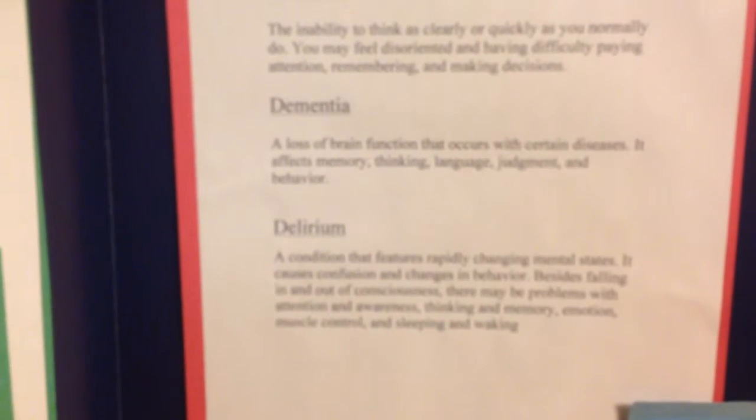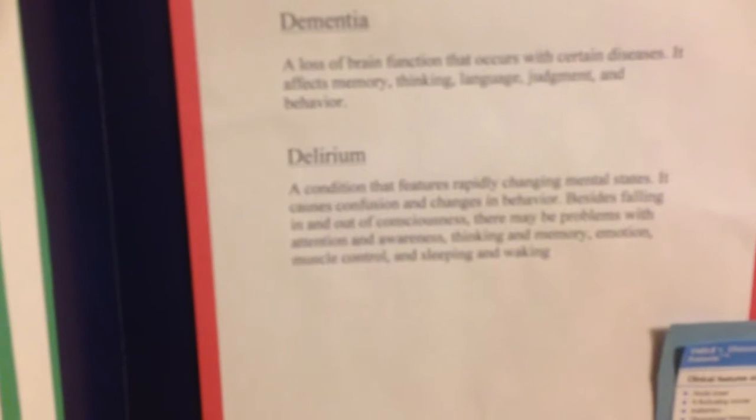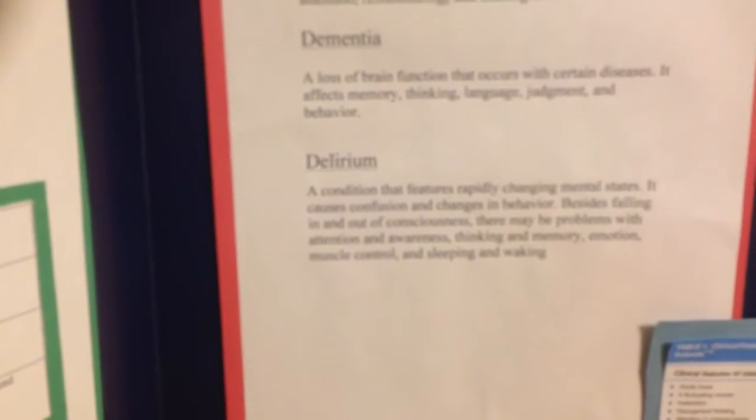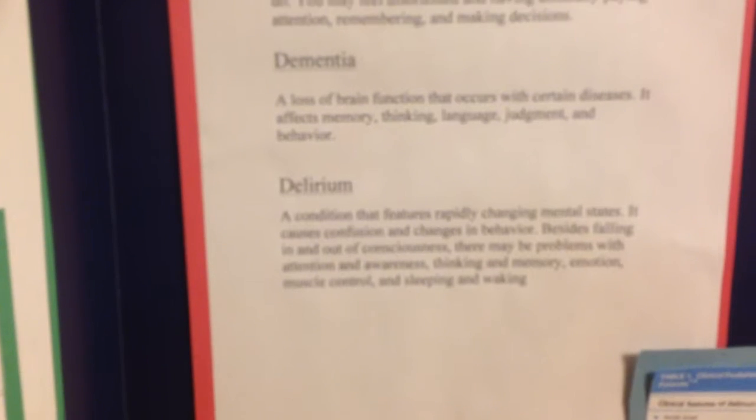Confusion is more of a short term, the inability to think as clearly or as quickly as you normally would. Dementia is a loss of brain function that occurs with certain diseases, especially as people age and get older, and delirium is a condition that features rapidly changing mental states. It causes confusion and changes in behavior, and it can also affect a person's consciousness, and there may be problems with their attention and their awareness, and their ability to think.